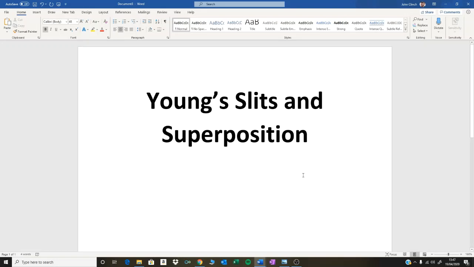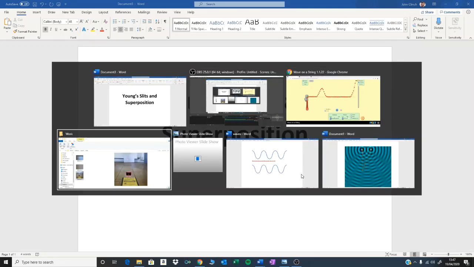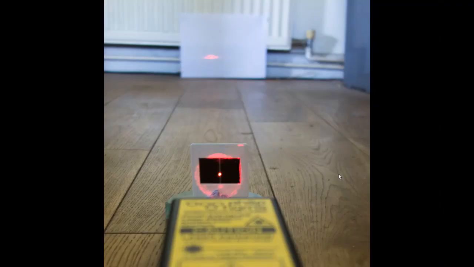Sometimes I'll use the term superposition, sometimes I'll use the term interference or constructive interference, destructive interference. Anyway, without further ado, what are we trying to study this time? Well, I've got some pictures to show you. Let's start with that one, taken earlier today.